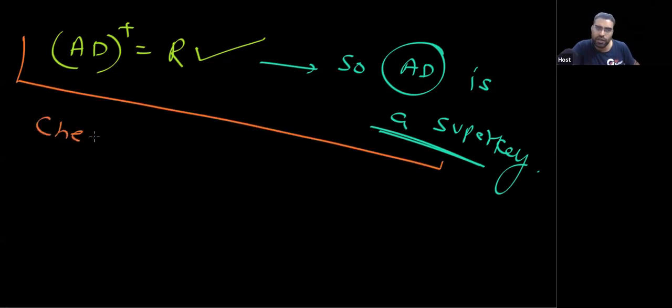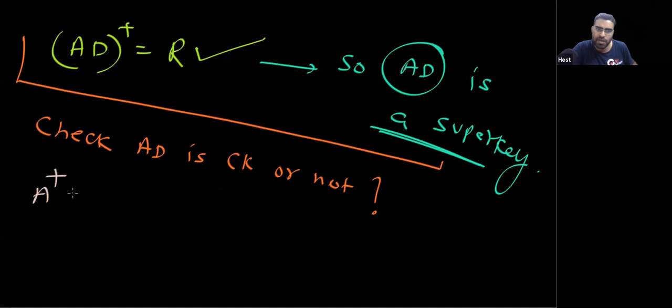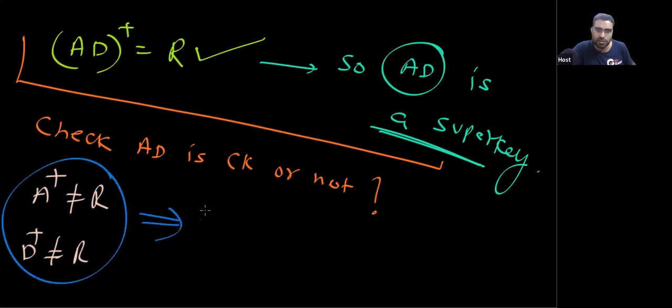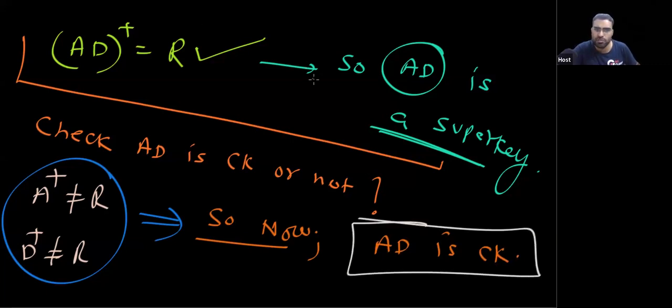Now, how to check if AD is a candidate key or not? What you will do is check, can A determine everything? No. Can D determine everything? No. So you can see A cannot determine everything, and D cannot determine everything. Now we can say that AD is a candidate key because AD is minimal.